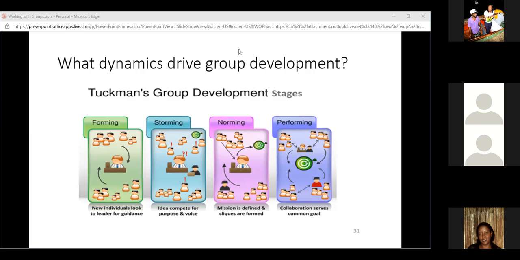In the forming stage is when we start coming together. We realize there is a problem. We realize that there is an issue that needs to be solved, and we sit around informally and we say, you know what, let's come together. Let's form a grouping. Let's discuss our ideas. So we are forming. In that stage, there tends to be a lot of confusion.